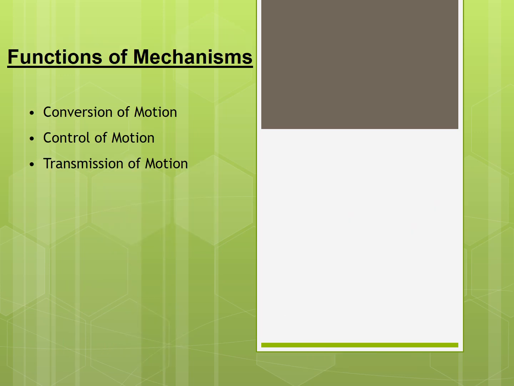When people ask what are the functions of mechanism, well, there are 3 general reasons why we use mechanism. The first is to be able to convert motion. Second, to control motion. Third is to transmit motion.